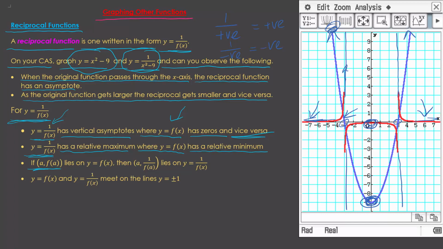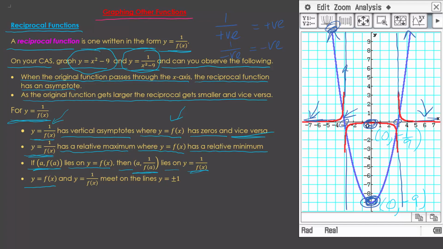If (a, f of a) lies on y equals f of x, then (a, 1 over f of a) lies on y equals 1 over f of x. We discussed the (0, -9) and the (0, -1/9).